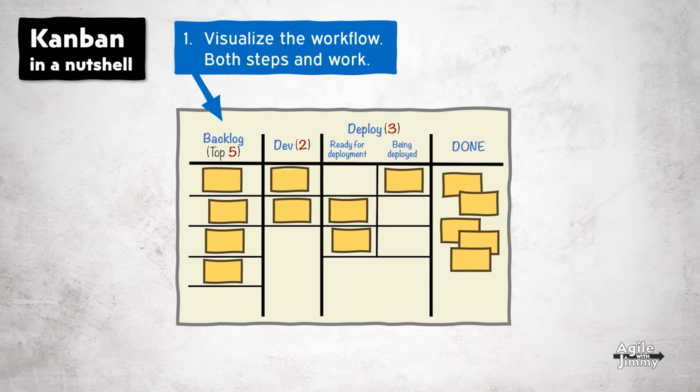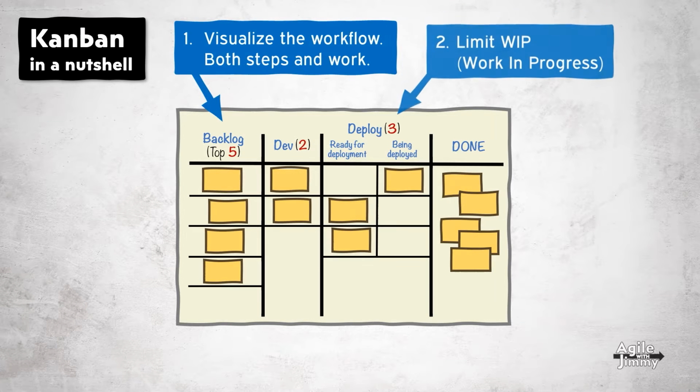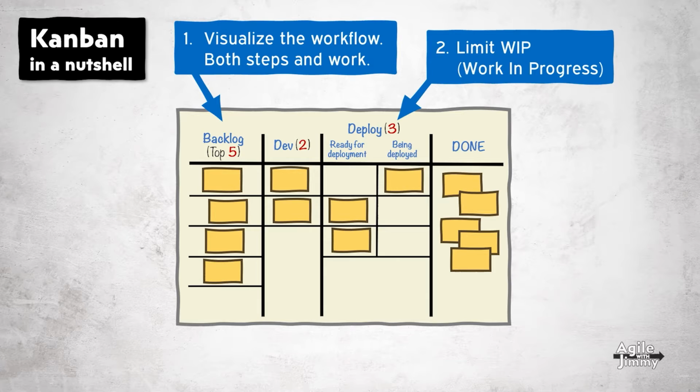1. Visualize the workflow, typically as columns, and the work, the post-its transitioning through the steps of the workflow. 2. Limit work in progress. On this board, we can see that the team has agreed to limit dev to 2 tasks and the total number of tasks in the ready for deployment and being deployed to 3.